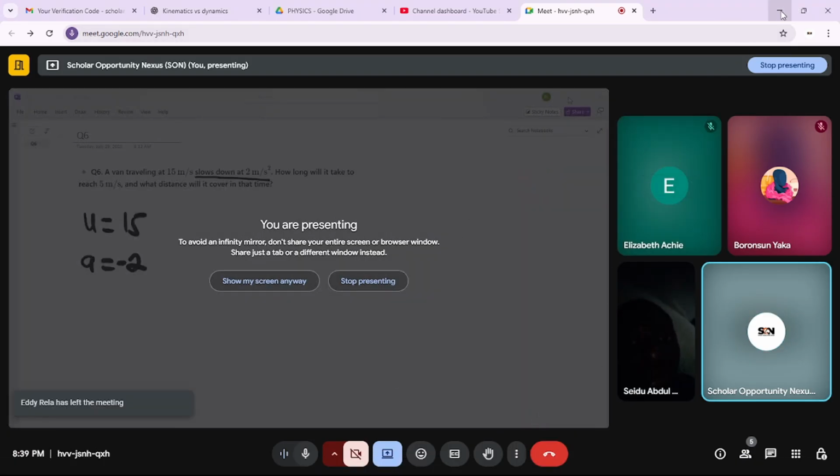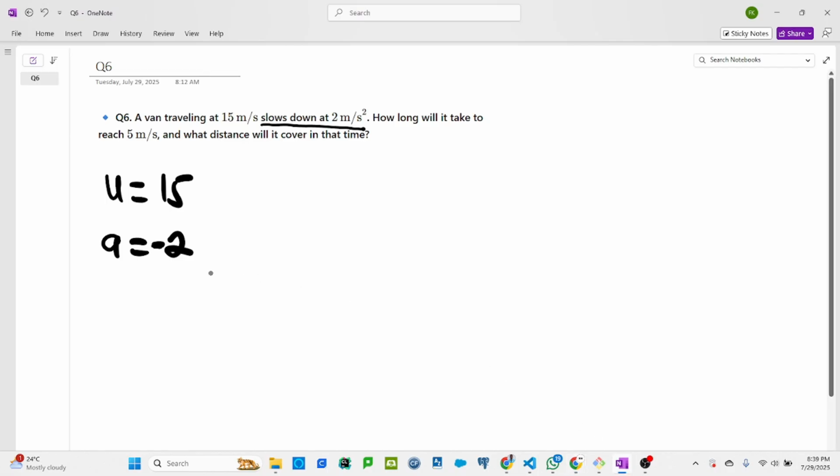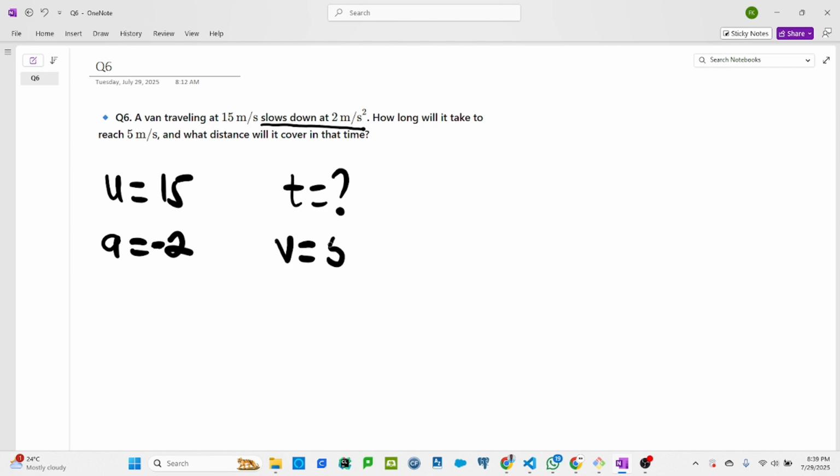Okay. So u is equal to 15, a is equal to -2. How long will it take? So they are looking for time physically. How long? How far? That's a question referring to distance. How long? That's a question referring to how long will it take to reach 5 meters per second. So we want to reach a velocity of 5 meters per second. And what distance will it cover in that time? So they are looking for two things: time and distance.